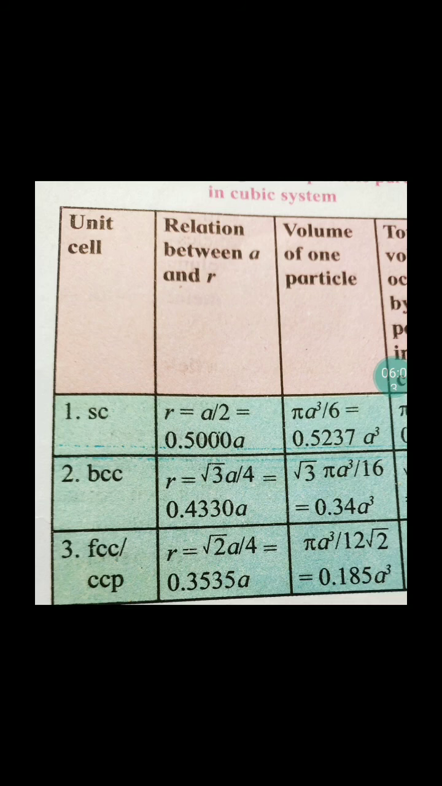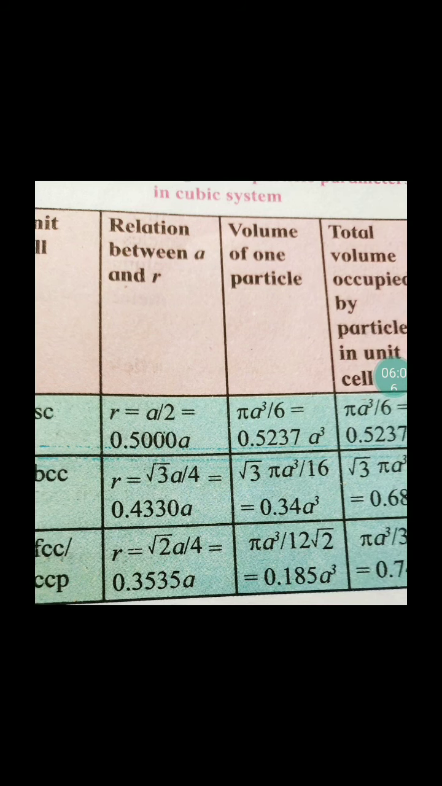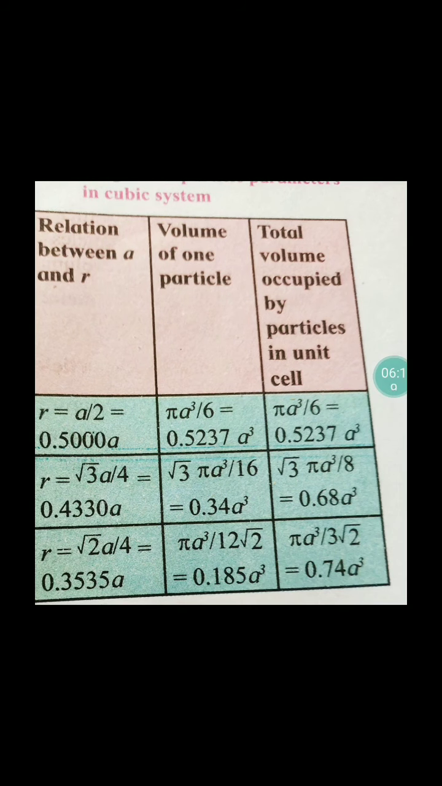For the volume of one particle: for simple cubic 0.5237 a cube, for body centered cubic 0.34 a cube, and for face centered cubic 0.185 a cube. Total volume occupied by the particle in the unit cell, that is 0.5237 a cube for simple cubic. Next one, 0.68 a cube, because body centered cubic contains two particles, and as the face centered cubic structure contains 4 particles, here multiplied by 4, that is 0.74 a cube.